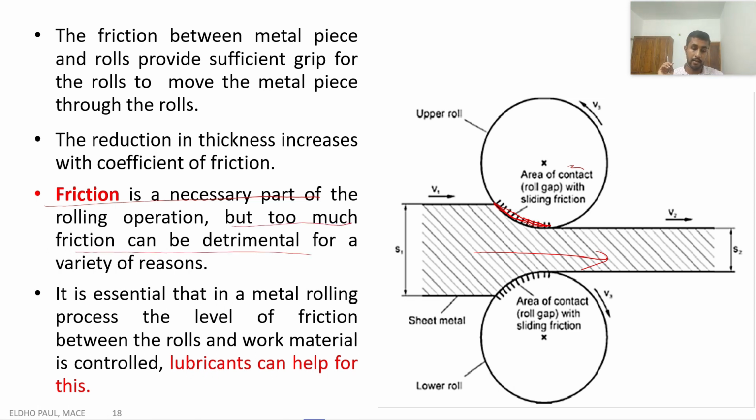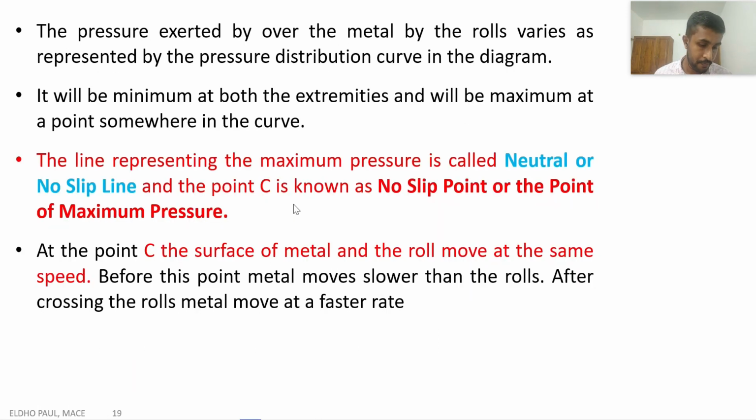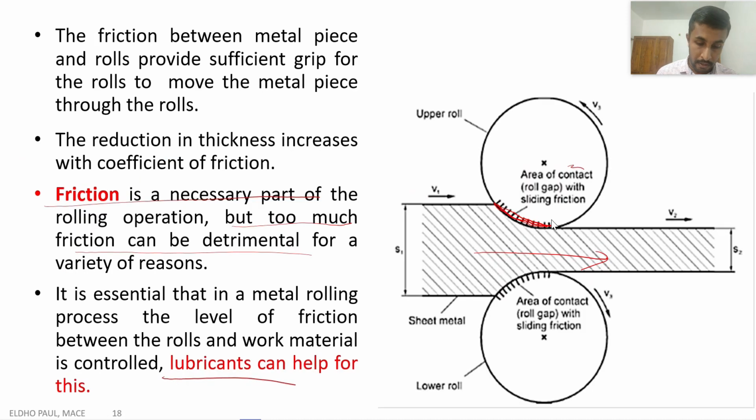Too much friction will cause some defects in the material. So we should avoid this higher friction between the roller and the workpiece by using lubricants. Here, the pressure exerted on the metal by the rollers varies as represented by the pressure distribution curve in the diagram. It will be minimum at both extremes and maximum somewhere along the curve. That point is called the neutral point, where the slip is zero and the pressure is maximum.